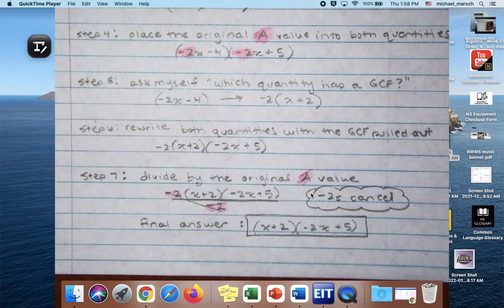How can I check my work? I can FOIL those two quantities, and what should I get? Negative 2x squared plus x plus 10. Perfect. That's what I should get. Right?